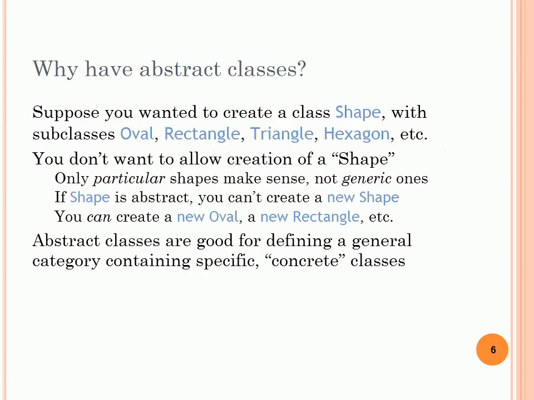Why have abstract classes? Suppose we want to create a class Shape with subclasses Oval, Rectangle, Triangle, and so on. However, we don't want to allow the creation of a Shape, the general class. We only want to create the specific shape, for example, a new Oval, a new Rectangle, and so on. In this case, the good idea is to use an abstract class. Abstract classes are good for defining a general category for common characteristics between classes without defining the details.